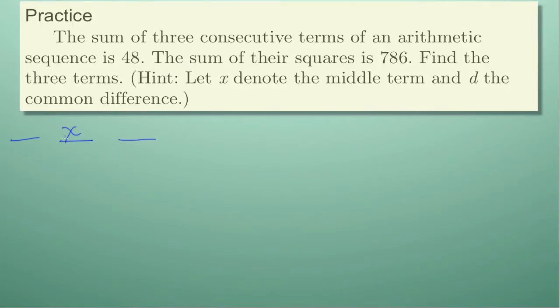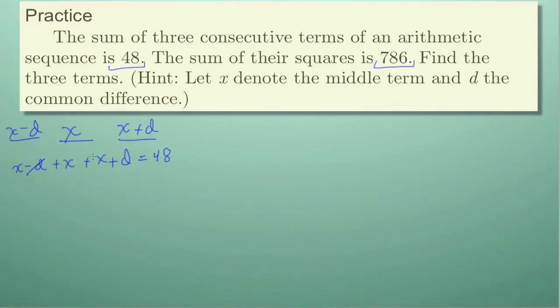If x is the middle term, then the term after that would be x plus d. The term before the middle term with a common difference of d would be x minus d. I have two variables and two pieces of information, so I'm going to write two equations. The first one says that the sum of the three terms is 48. So I can write x minus d plus x plus x plus d. Here's the first term, here's the second term, here's the third term, is going to equal 48.